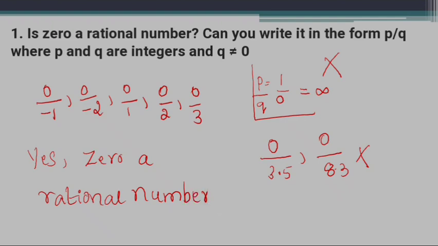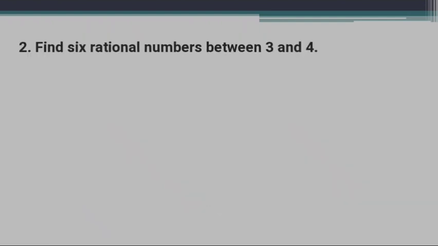Now let's see the next question. Find 6 rational numbers between 3 and 4. So what is a rational number? That we can write in the form of p by q. First step, we have to write 3 as well as 4 in the form of p by q.